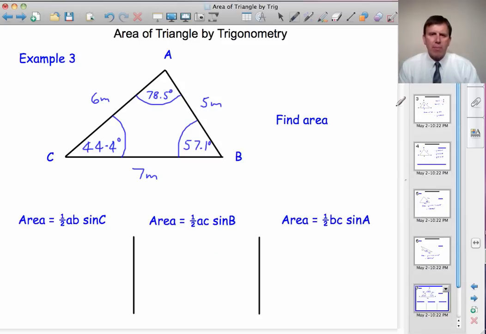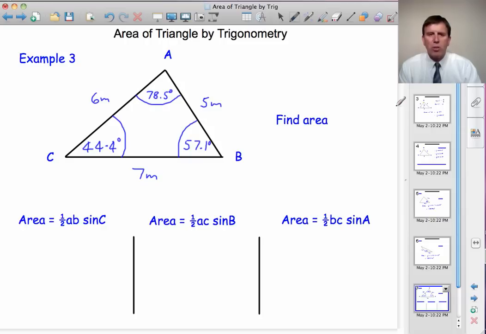Moving on to our final example, example 3. This one looks a little more complicated. What I'm going to do here is find the area of this triangle three different ways. I'm going to use our basic formula using each angle in turn. Now we wouldn't normally have this much information about a triangle, but what I did was I set up a diagram of a triangle with sides 5 metres, 6 metres and 7 metres before the lesson began, and I used the cosine rule to work out each angle.